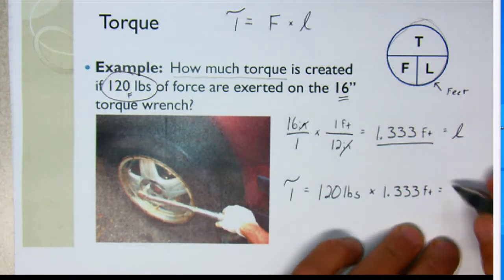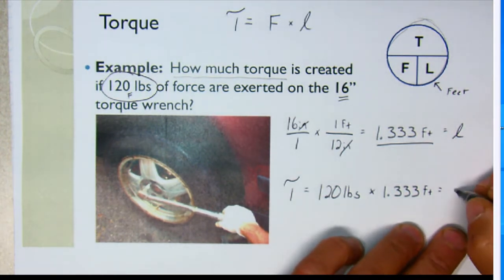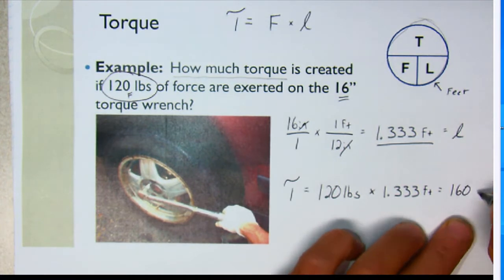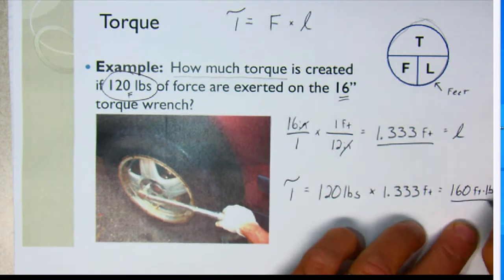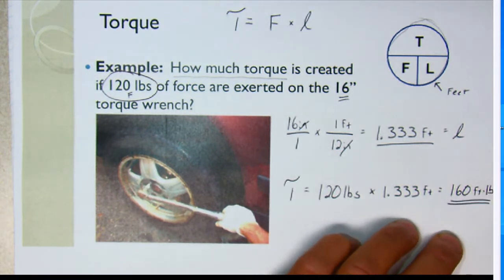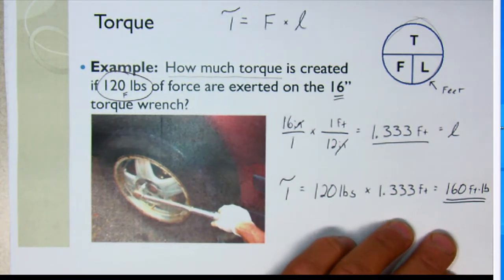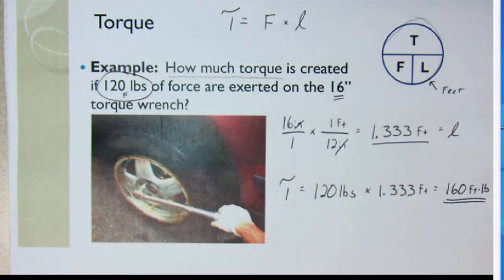And if we multiply that out, we get about 159.9 something, close enough to round off and call 160 foot-pounds. And that's the amount of torque that we're creating, 160 foot-pounds or 160 pound-feet of torque. And that answers the question.